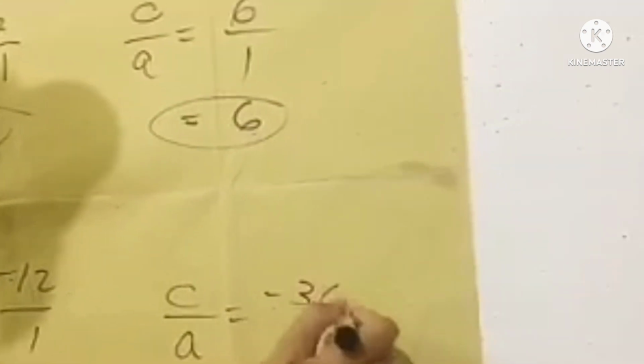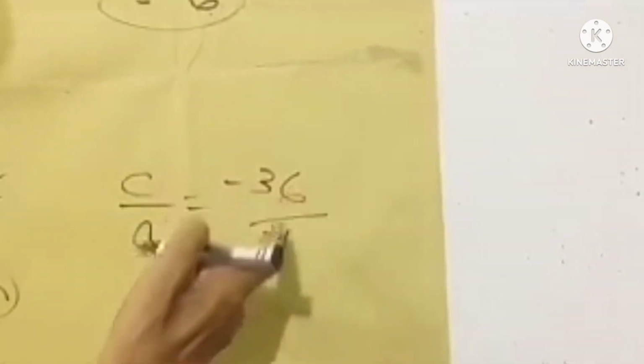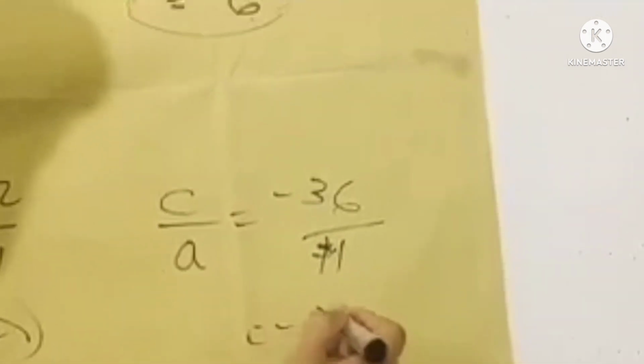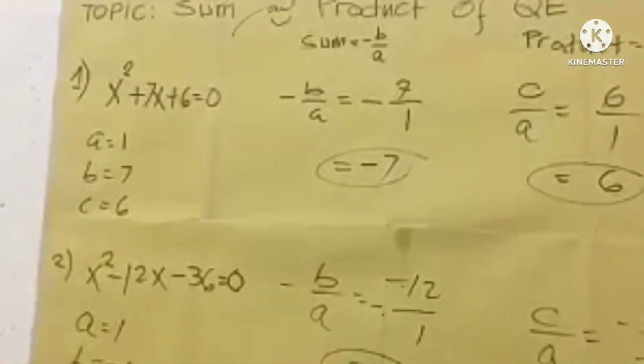And next we're going to find the product of the quadratic equation. Use again c over a. The value of c is negative 36, and the a value equals 1. Negative 36 divided by positive 1 equals negative 36. So this will be the product, and this will be the sum of the given quadratic equation.